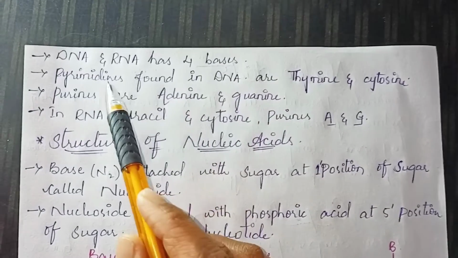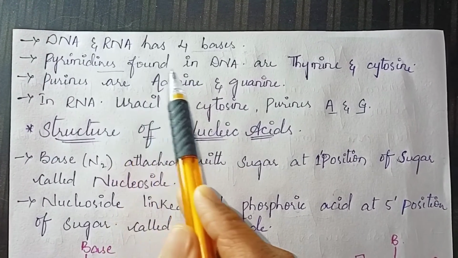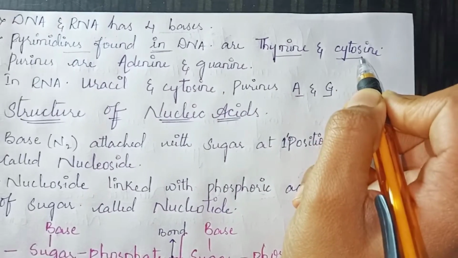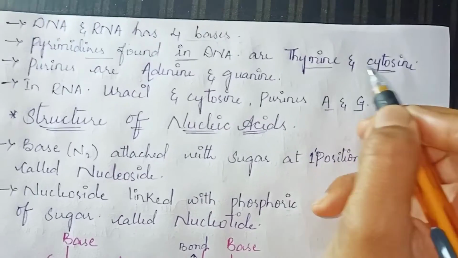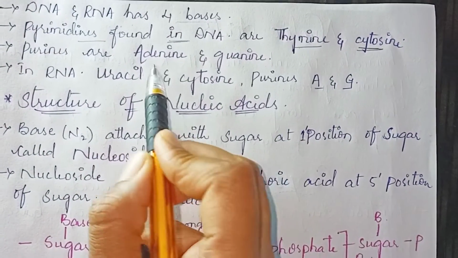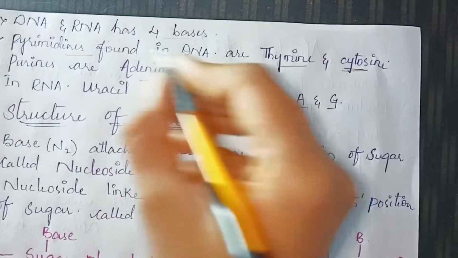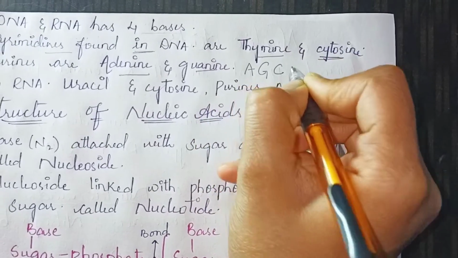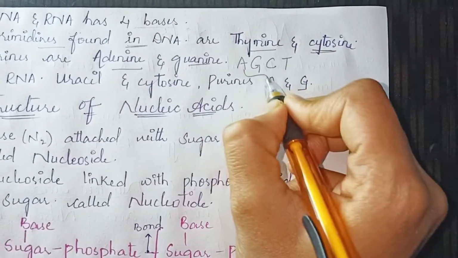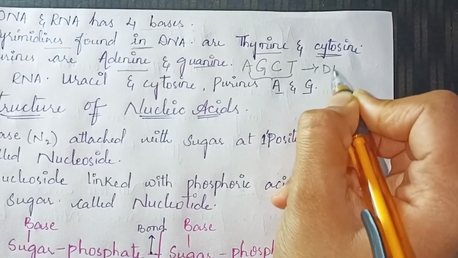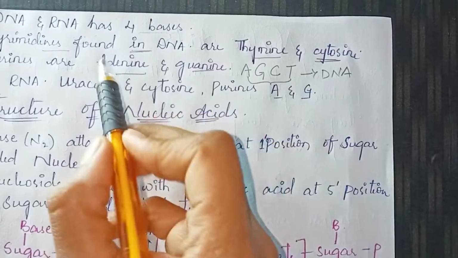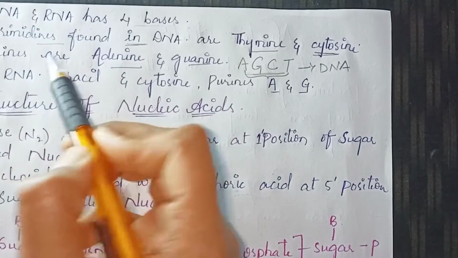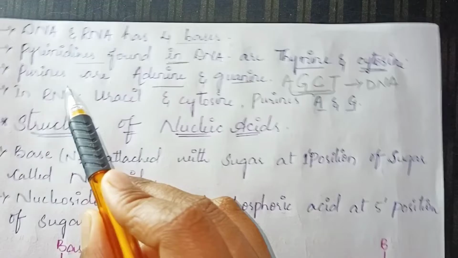In pyrimidines, DNA has 2 pyrimidines, that is thymine and cytosine. Okay, this is thymine and cytosine, and the purines are adenine and guanine. So DNA has 4 bases, that is what? Adenine, guanine, cytosine and thymine. These are the 4 bases which are present in DNA, of which thymine and cytosine are pyrimidines, whereas adenine and guanine are purines.